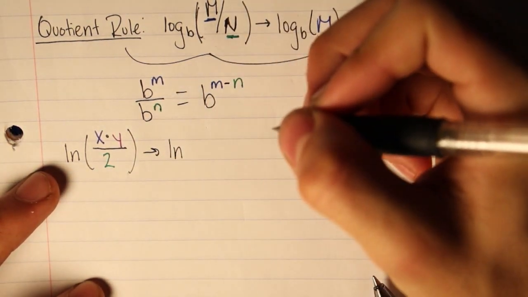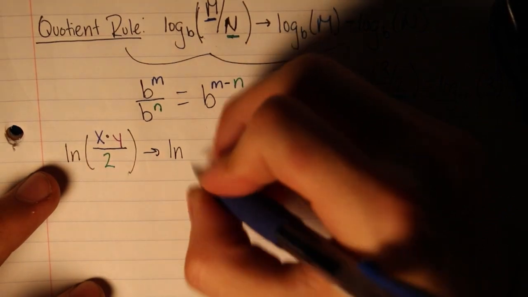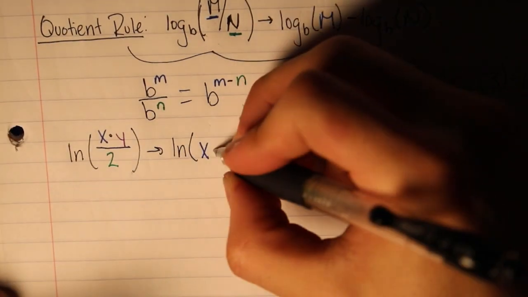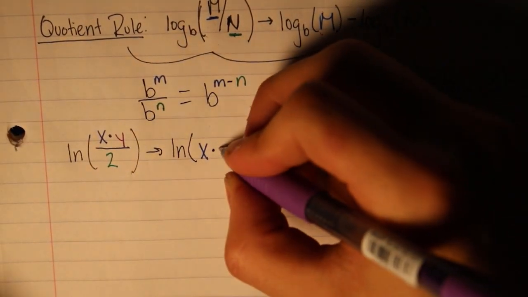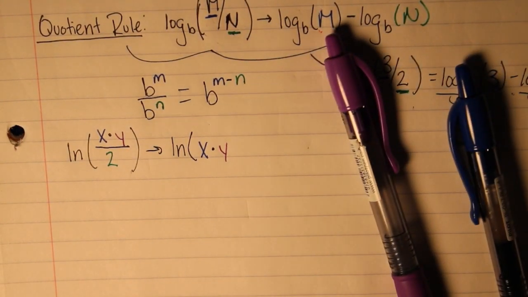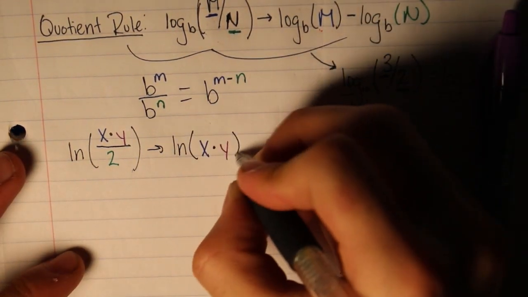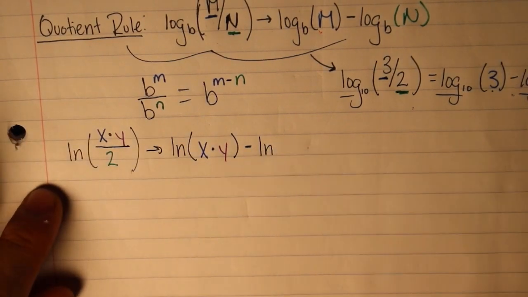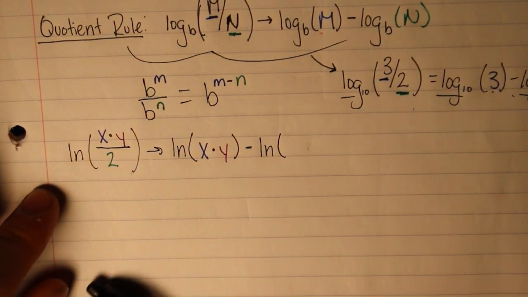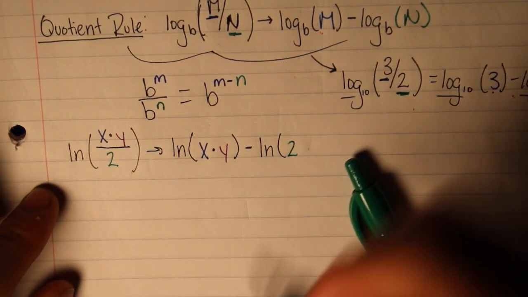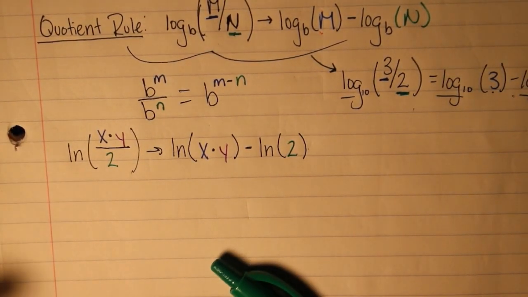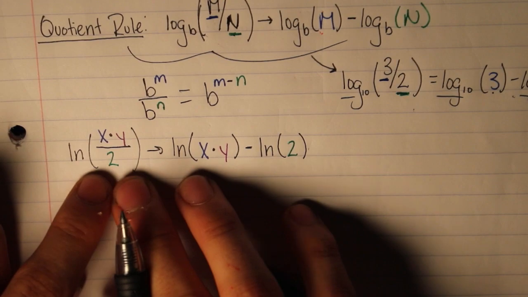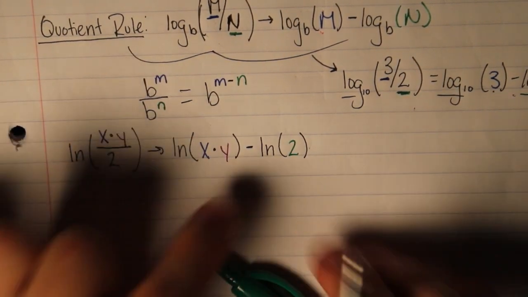So we keep that ln. We're going to have right in here x times y still, minus ln, because we keep the same log, we keep the same base, of 2. Natural log of 2. Okay? That's all we did on our first step. We just did the quotient rule. Our numerator minus our denominator.